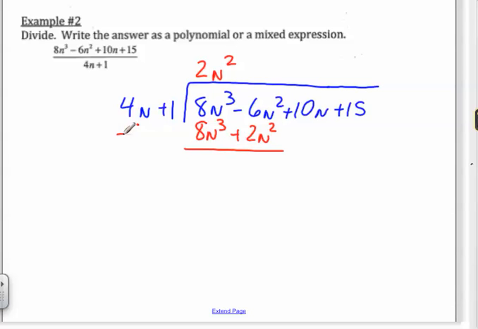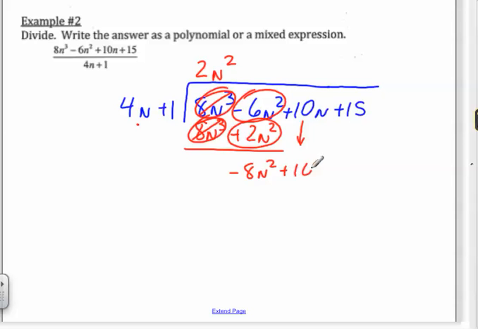Now I need to subtract. This minus this cancels. Negative 6n squared minus 2n squared gives me negative 8n squared. And I need to bring down positive 10n. Now I divide again. What do I multiply 4n by to get negative 8n squared? Well, I multiply it by negative 2n. Negative 2n times 4n is negative 8n squared.